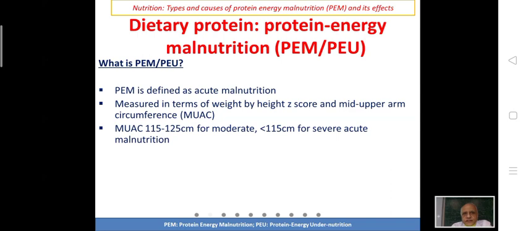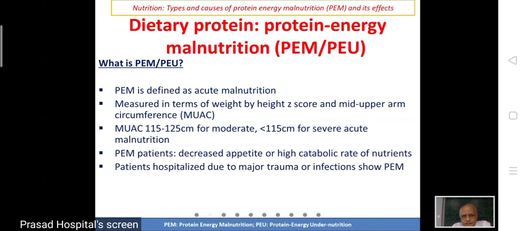And the mid-upper arm circumference value, MUAC value. In the upper arm, in the mid area, you measure the circumference and you decide whether it is moderately malnourished or severely malnourished. So MUAC value, that is mid upper arm circumference, if a person has 115 to 125 centimeters, it is considered moderately malnourished. But if it's less than 115 centimeters, then it is considered a severely acute malnourished person.